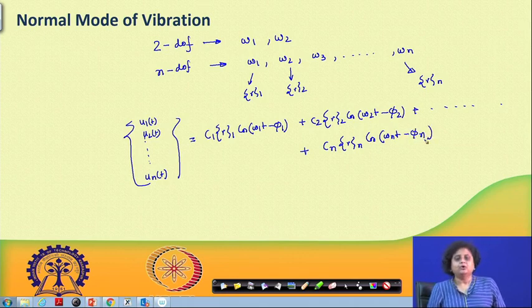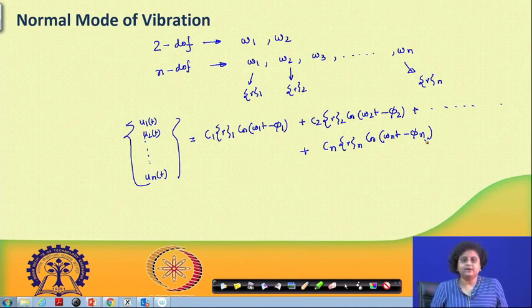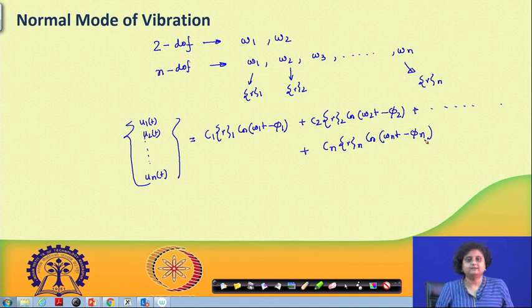Okay. So, the essential difference between a single degree of freedom system and a multi degree of freedom system is that in single degree there was one natural frequency, whereas in a multi degree of freedom system the number of natural frequencies is going to be equal to the number of degrees of freedom. The concept of mode shape is new to a multi degree of freedom system, which is not there in a single degree of freedom system. And the concept of normal mode of vibration is also new to a multi degree of freedom system.